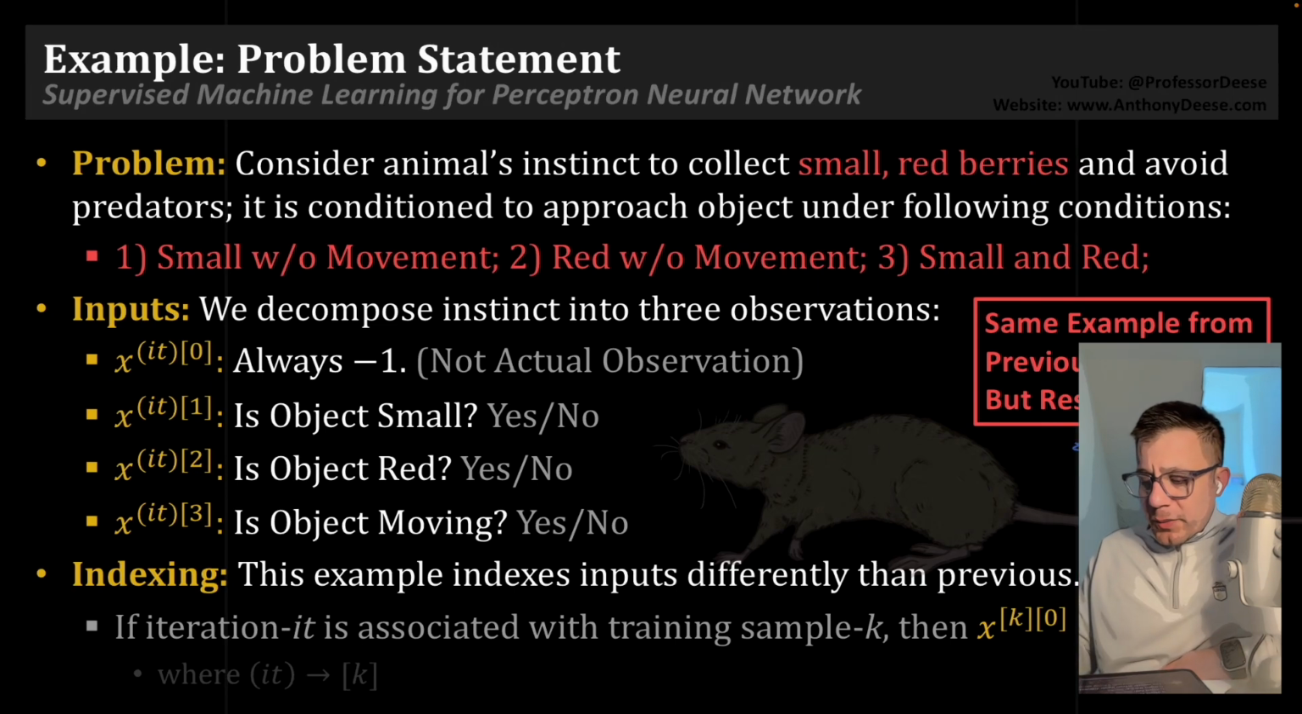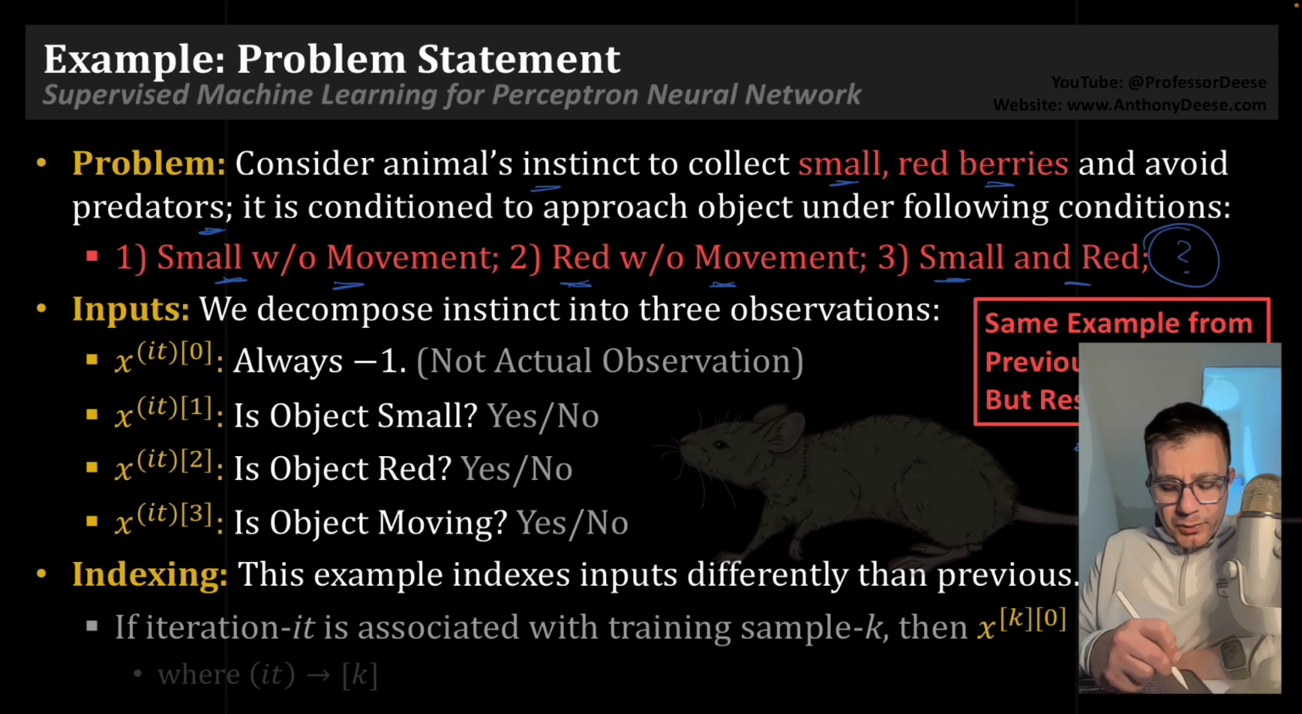You've seen this before. We used it in a previous module. We're going to consider this animal's instinct to collect small red berries and avoid predators. It's conditioned to approach an object under the following three conditions, right? The object is small, it doesn't detect any movement. The object is red, it doesn't detect any movement. The object is small and red, and it doesn't care if there's any movement around.